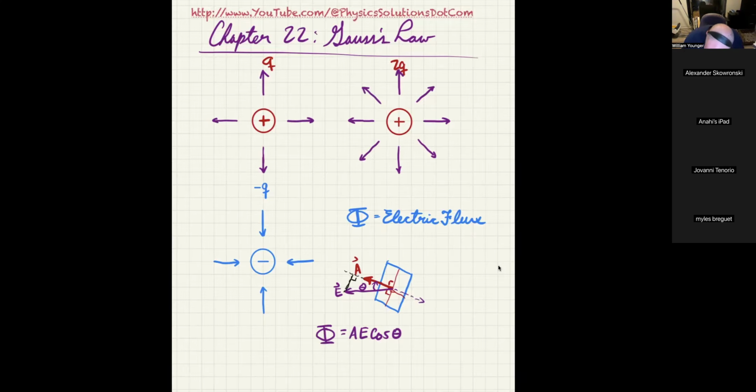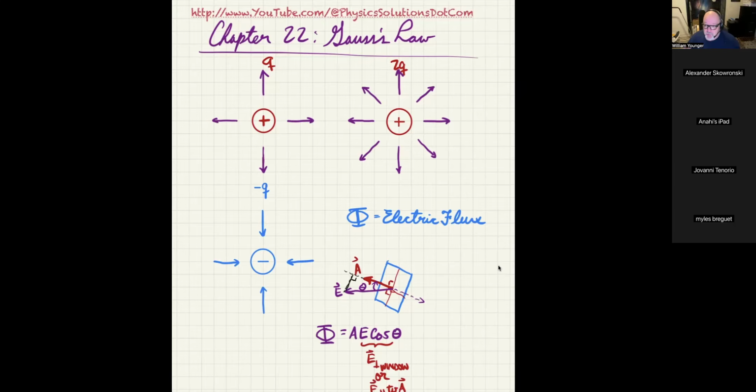So with that in mind, this part right here is E perpendicular to window, or it's E parallel to A. Okay, so it's the electric field component that's parallel to a vector, or you can think of it as the electric field component that's perpendicular to the window. They both mean the same thing.